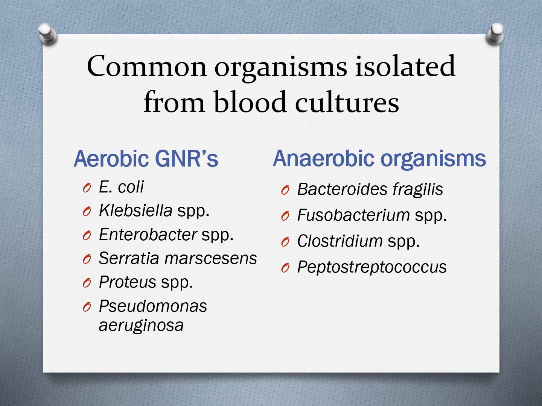Now, any organism could cause septicemia, but this list is the common ones that cause septicemia. So out of our aerobic gram-negative rods, you can see that E. coli, Klebsiella, Enterobacter, Serratia, Proteus, and Pseudomonas are all on the list. Some organisms that can be the cause of anaerobic septicemia would be Bacteroides fragilis, Fusobacterium, Clostridium species, and Peptostreptococcus.